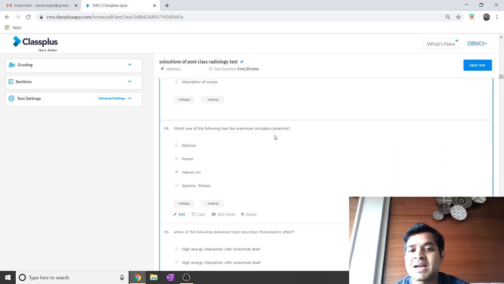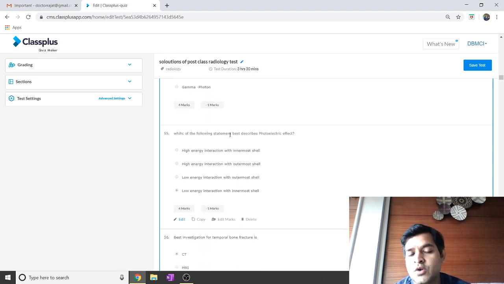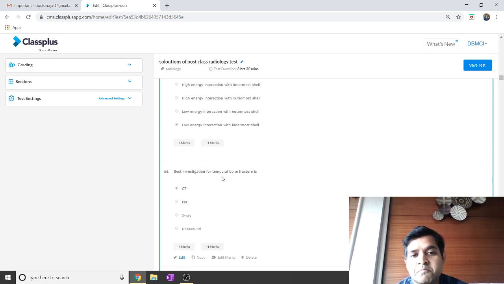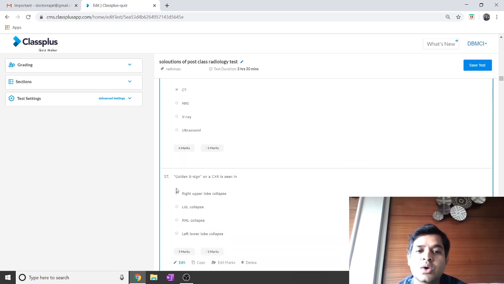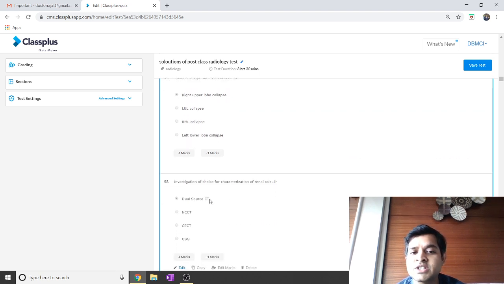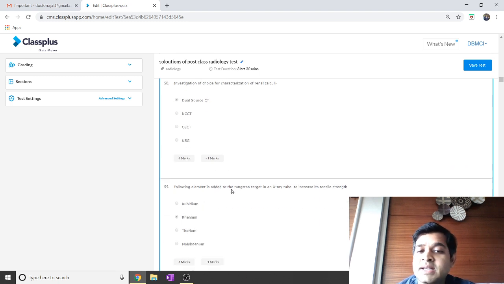Which one of the following has got maximum ionization potential? Answer is helium ion. Which of the following statement best describe photoelectric effect? So it's a low energy interaction with the innermost shell. Best investigation for temporal bone fracture is CT scan. Golden's sign is due to right upper lobe collapse. Investigation of choice for characterization of renal calculi. It is a characterization, so it will be done by a dual source CT scan. Following element is added to tungsten target in an X-ray tube to increase its tensile strength.